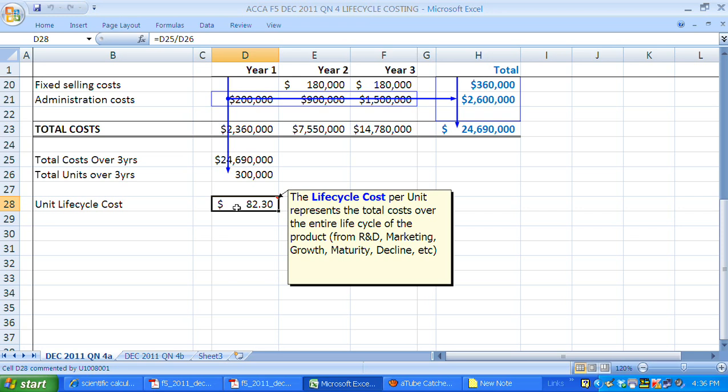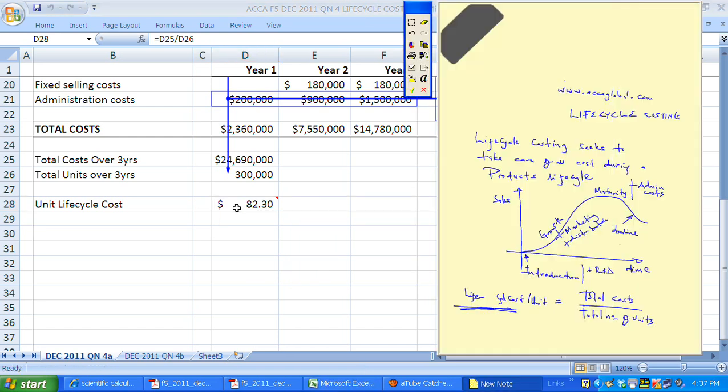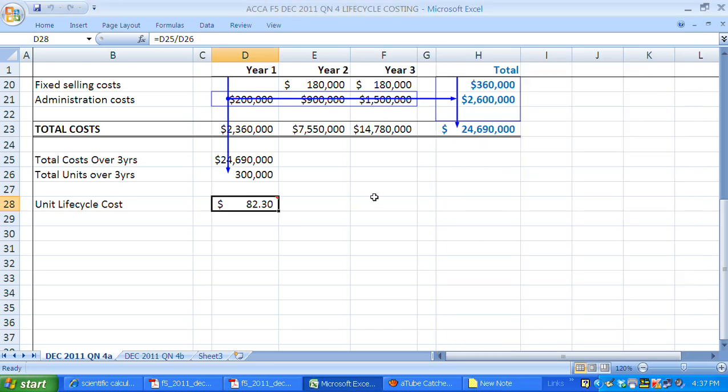So you can pause the video and try and make sure, obviously I'm using a spreadsheet, but in an exam you should have a similar layout. So try and practice and make sure you can get all the figures in this question correctly. The life cycle cost per unit represents the total cost over the entire life cycle of the product, as we've clearly demonstrated in the note on the right of your screen. So let's move on to part B of the question.